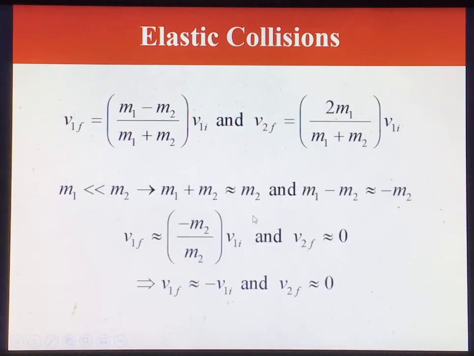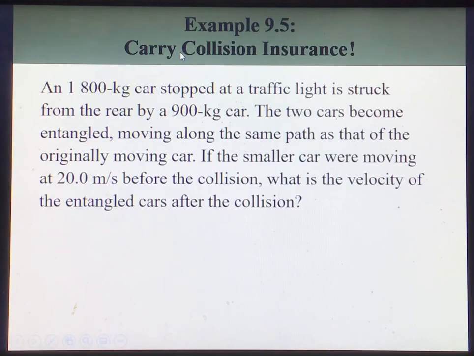All right. Okay. So now let's look at this example right here. This is example number 9.5. We're going to look at the car collision insurance problem. So suppose that we have a 1800 kilogram car that is stopped at the traffic light and is struck from the rear by a 900 kilogram car. So the two cars become entangled, moving along the same path as that of the originally moving car. If the smaller car were moving at 20 meters per second before the collision, what is the velocity of the entangled cars after the collision?